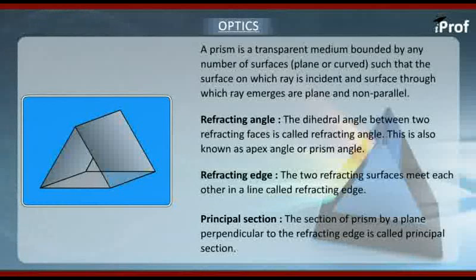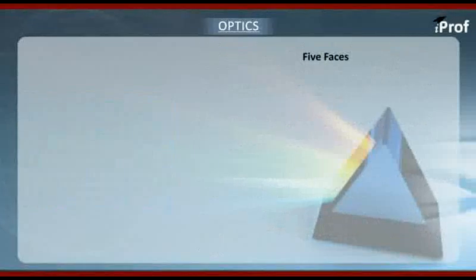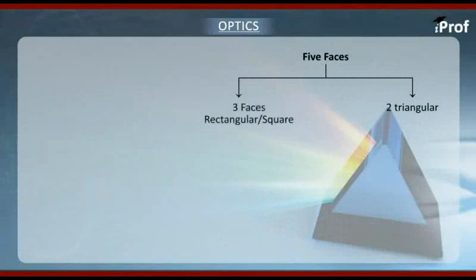and it has 5 faces. The figure is shown on the screen. Note that it has 5 faces. 2 faces are triangular and the 3 faces may be rectangular or square. So that is what a triangular prism is. I repeat, it has 5 faces, 2 faces are triangular and 3 faces are rectangular or square.